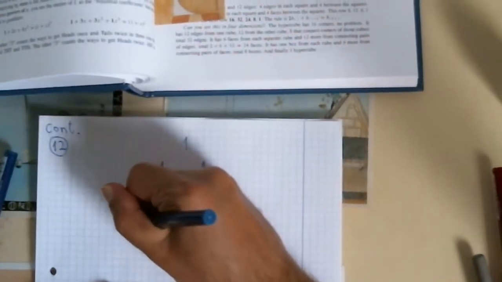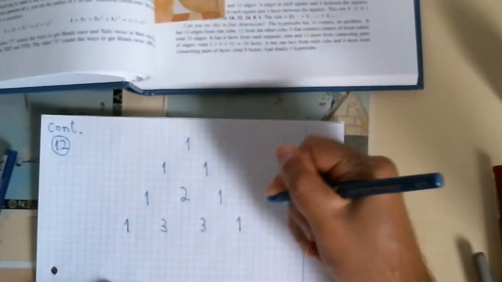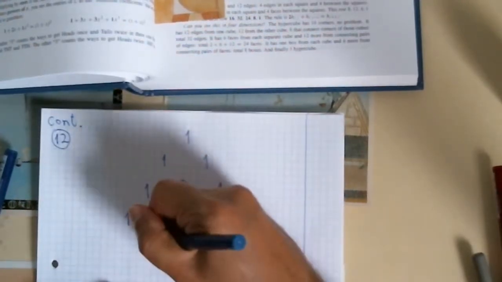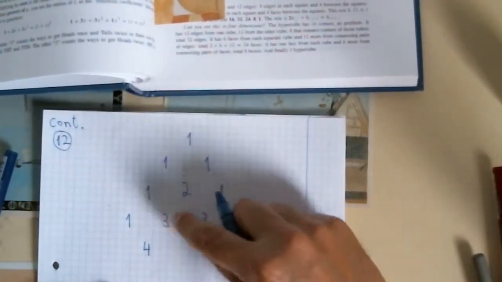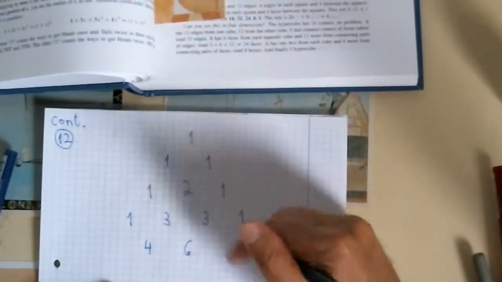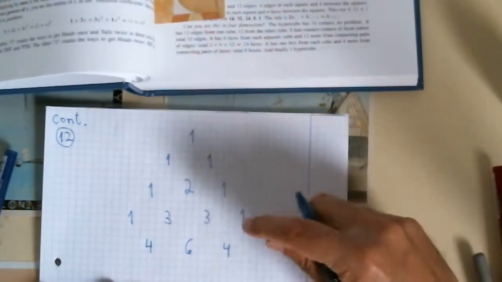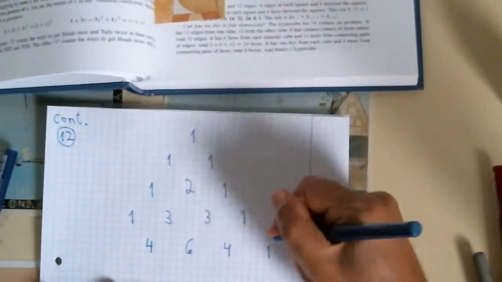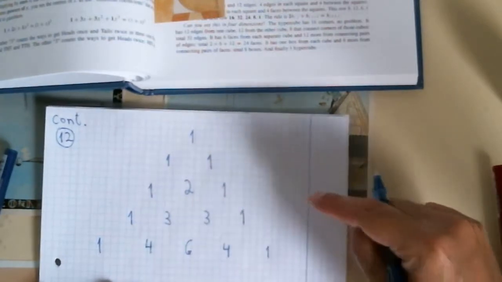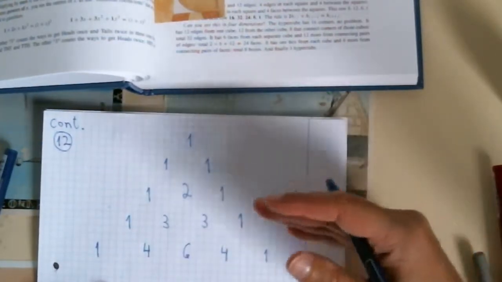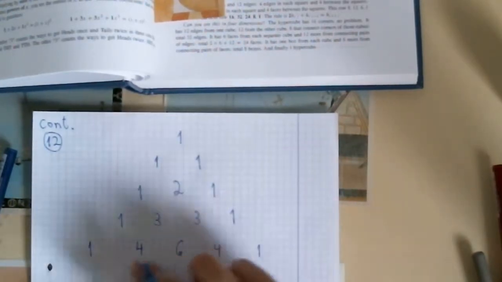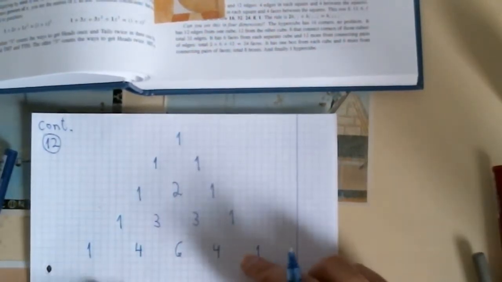Here we continue with 1 and 1. 1 plus 3 gives us 4. 3 plus 3 gives us 6. 3 plus 1 gives us 4. And here continues 1 and 1 and so on. I'm not continuing to the next line, because it's infinite, and we don't need any more than this. Even this line is not necessary for us.